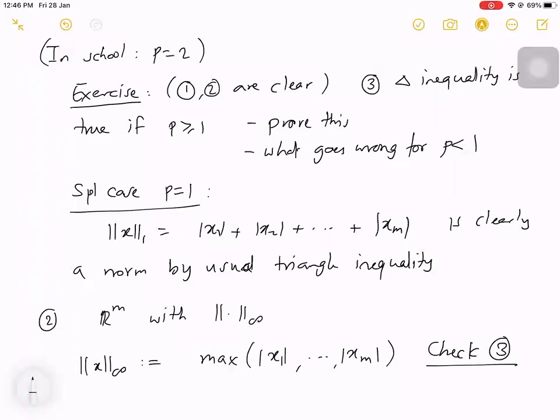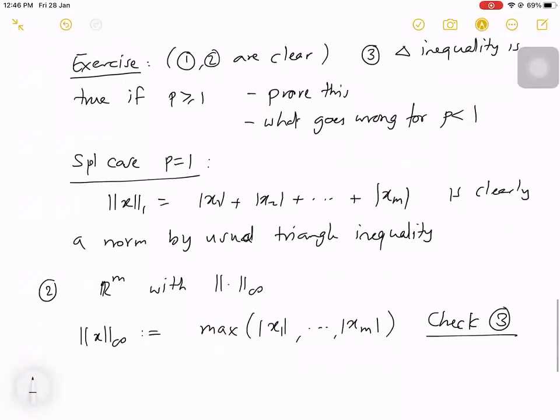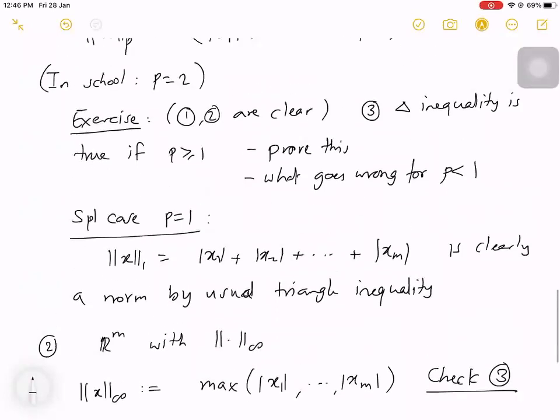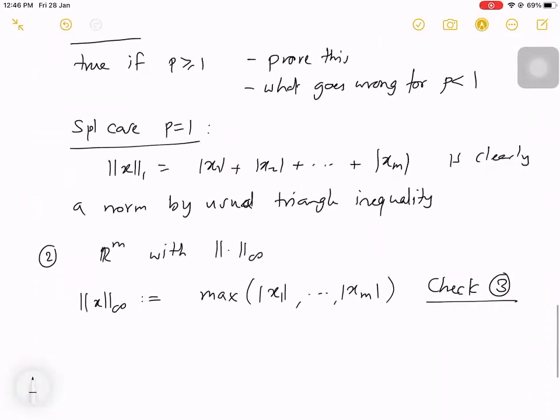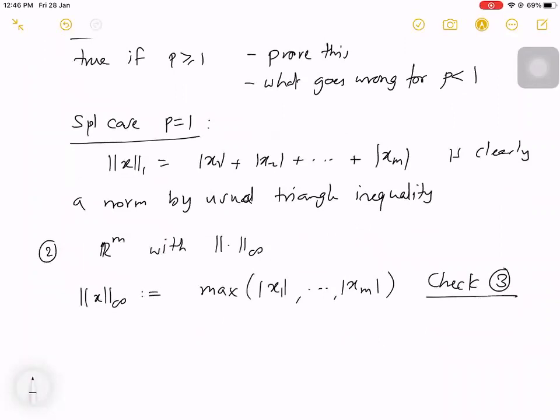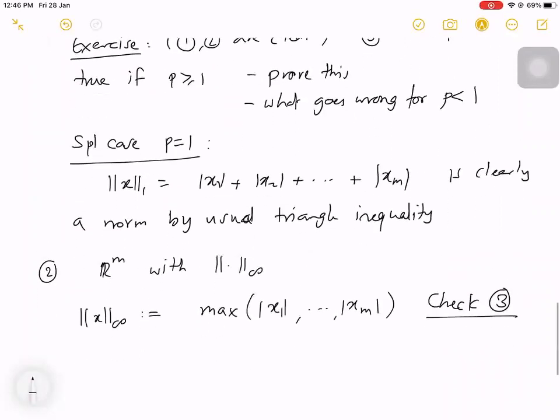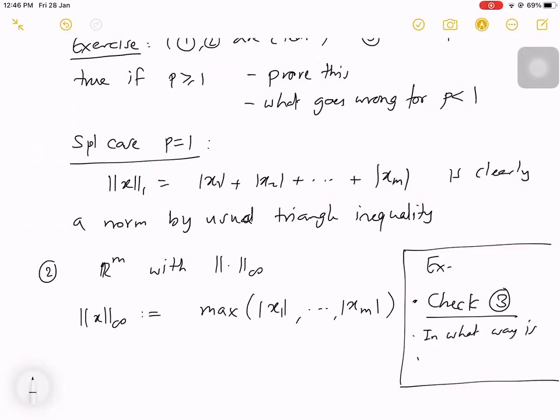The p norm, as p goes to infinity, essentially goes to that infinity norm. Yeah, exactly. So it's a very natural question: why did I use the same notation? Earlier I used the subscript p, and here I use the subscript infinity. So again, this is an exercise. Check 3, and in what way is, sorry.